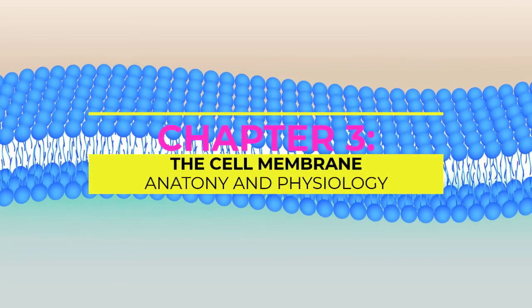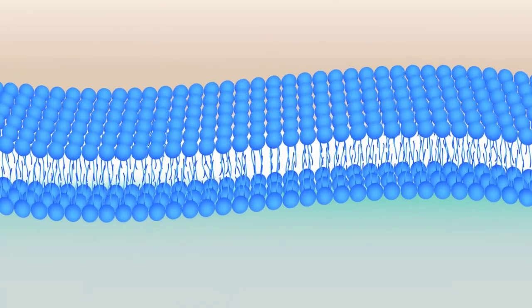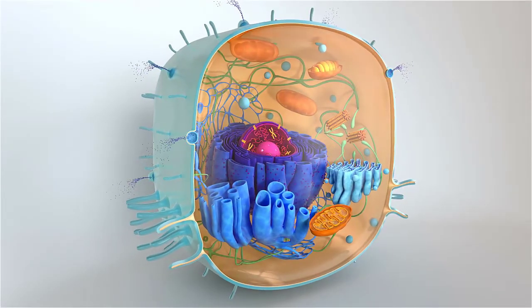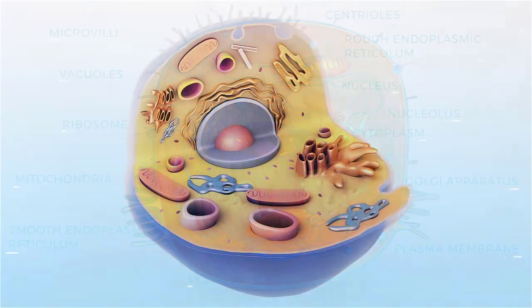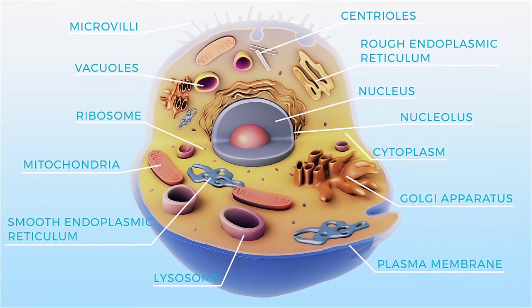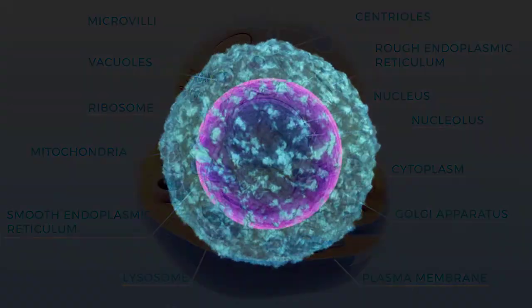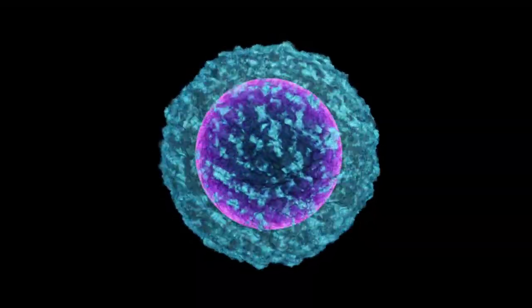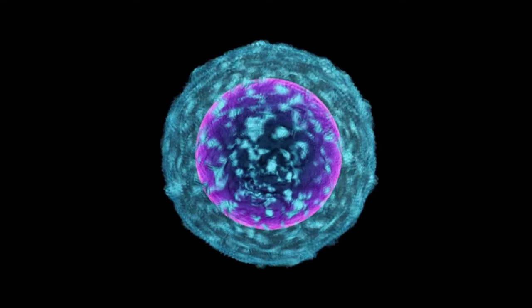Chapter 3: The Cell Membrane. Despite differences in structure and function, all living cells in multicellular organisms have a surrounding membrane. The cell membrane, also known as the plasma membrane, separates the inner contents of a cell from its exterior environment. This cell membrane provides a protective barrier around the cell and regulates which material can pass in or out.